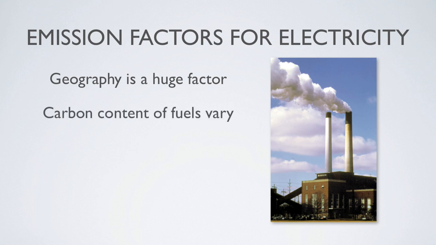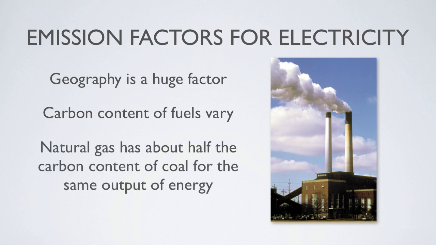For instance, a power plant that runs solely on natural gas will have a much lower emission factor than one that runs on coal. That is because natural gas has about half the carbon content of coal for the same amount of energy. If that natural gas power plant also supplies heat, then the energy produced relative to the carbon emitted is even greater, and subsequently, the carbon intensity much lower.